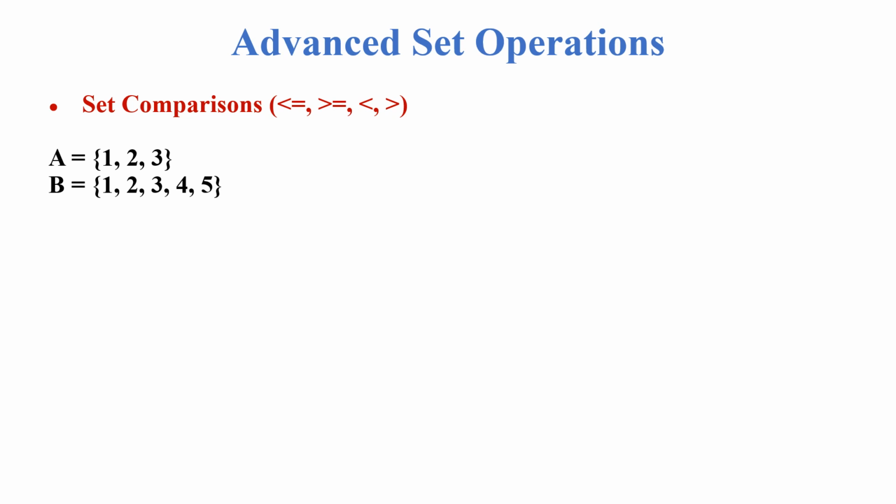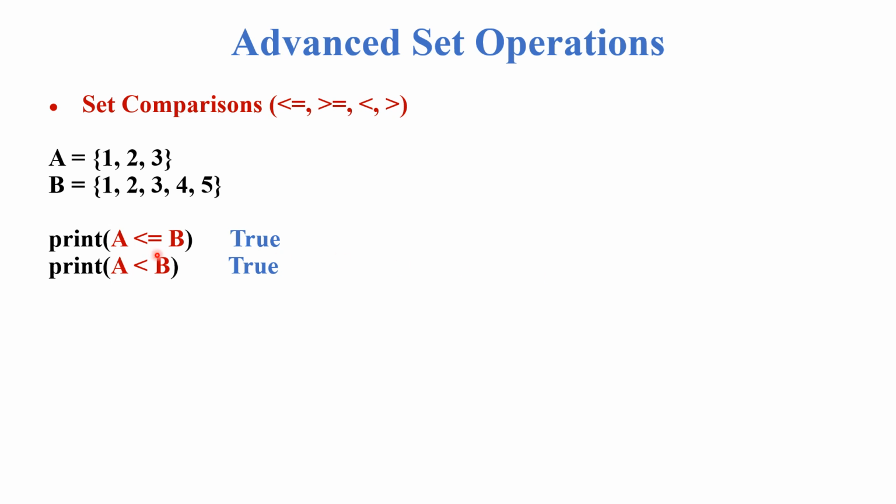We're going to compare and apply all these comparison operators. So A is less than or equal to B. The output is true, which means A is a subset of B, since all the elements in A are contained in B. A is again less than B, and it's true. A is a proper subset of B. The difference is that earlier it was a subset, and now it's a proper subset.